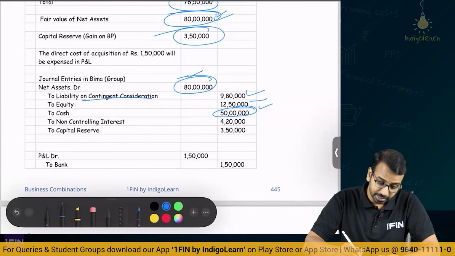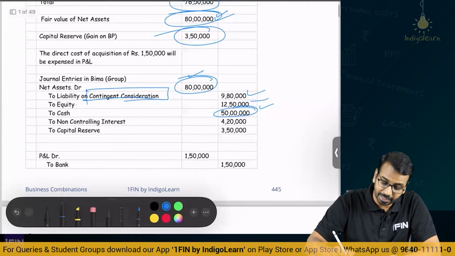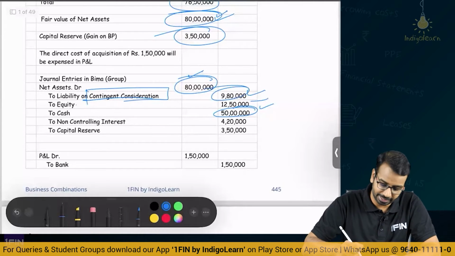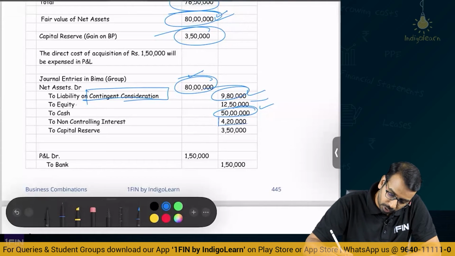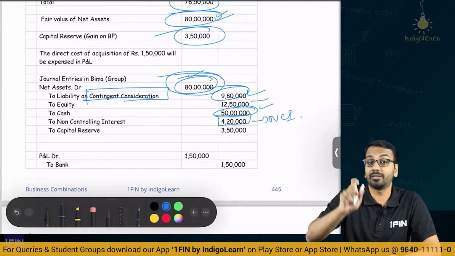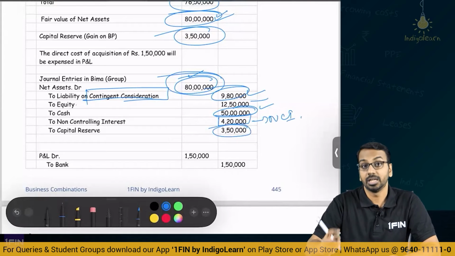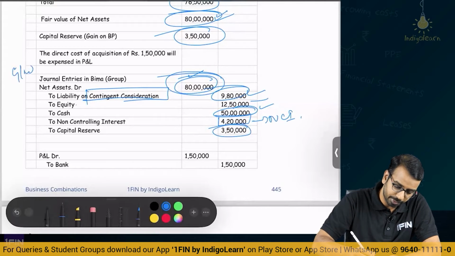Now just think of it. This contingent consideration that will be paid in the future, that will be accounted at fair value. They will credit that. Then this 4,20,000, because we are taking 100% of assets, we have to take NCI as well. So we'll take the value of NCI and the balance amount goes to capital reserve. If there is a goodwill, you will debit goodwill.